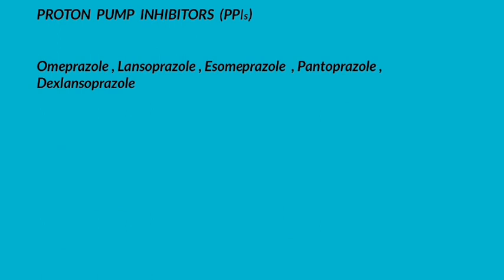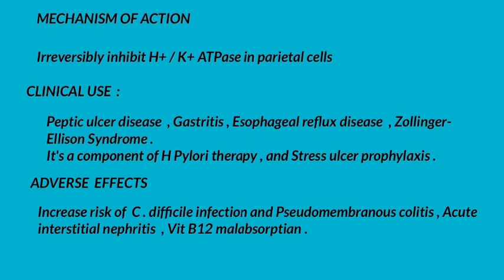Proton pump inhibitors: omeprazole, lansoprazole, esomeprazole, pantoprazole, dexlansoprazole. Mechanism of action of proton pump inhibitors: irreversibly inhibit H+/K+-ATPase in parietal cells. Clinical use: peptic ulcer disease, gastritis, esophageal reflux disease, Zollinger-Ellison syndrome.